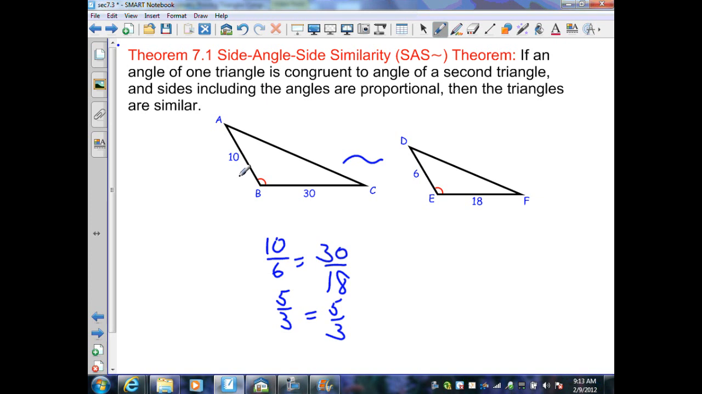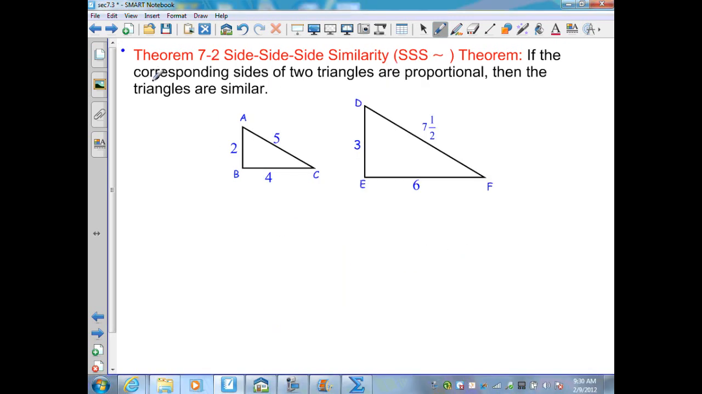Now I just have to set up a similarity statement. Triangle, and I'm going to start with A, B, C is similar to, and I started with the vertex that had the small segment, so I'll start with a vertex with the small segment, which will be D. Go to the congruent angle, E, and then F. And of course, on the previous slide, we demonstrated the angles match up and also the sides are in proportion.